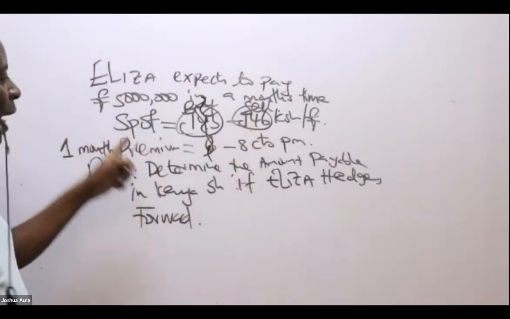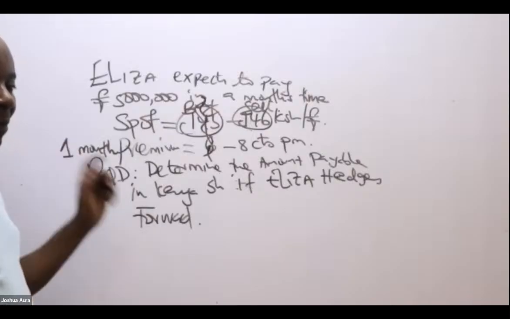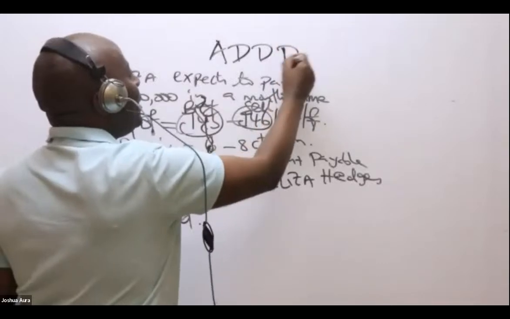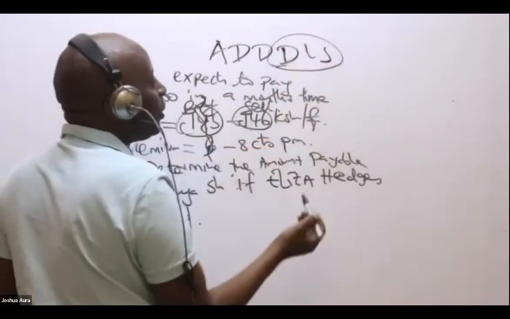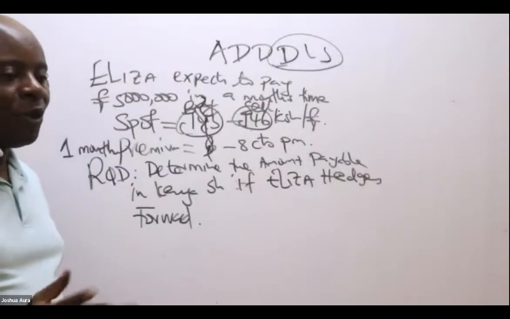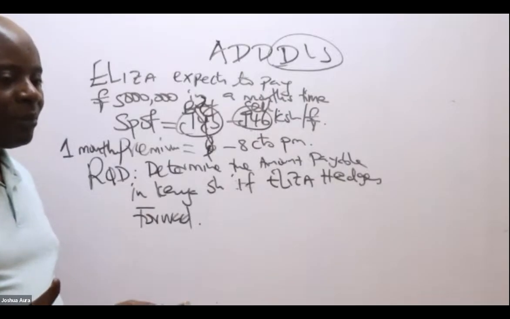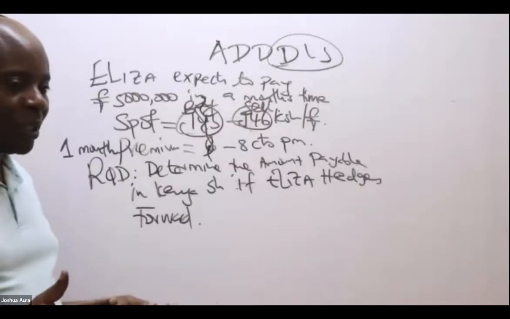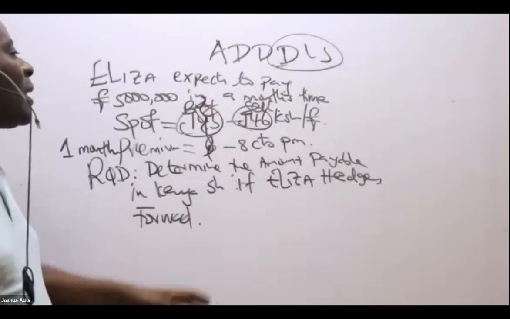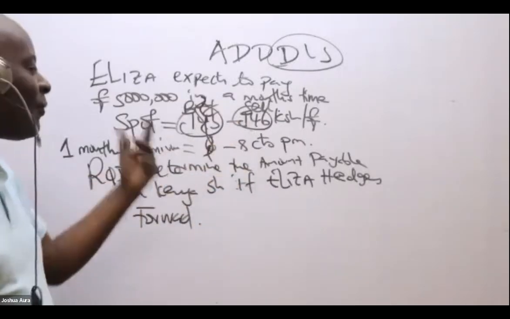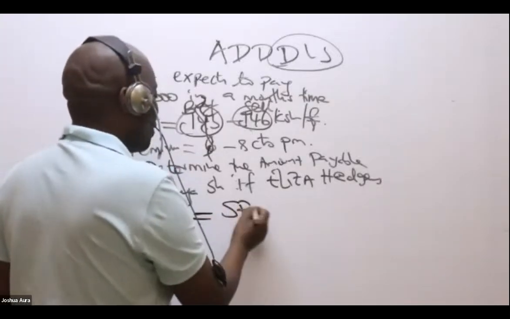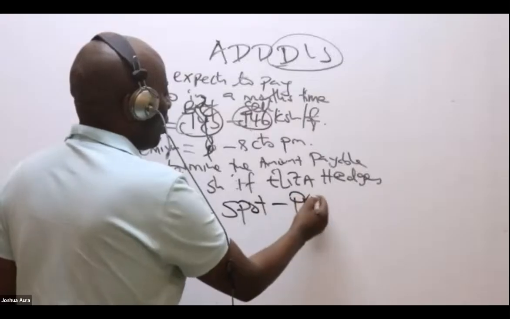This time round, I have a premium. So if I have a premium, remember, always add discount. But for premium, what do you do? Now you do the opposite, you subtract. But don't tell me, mwalimu, just go and subtract this. No, there is a formula. We know that forward will be equal to spot minus premium.